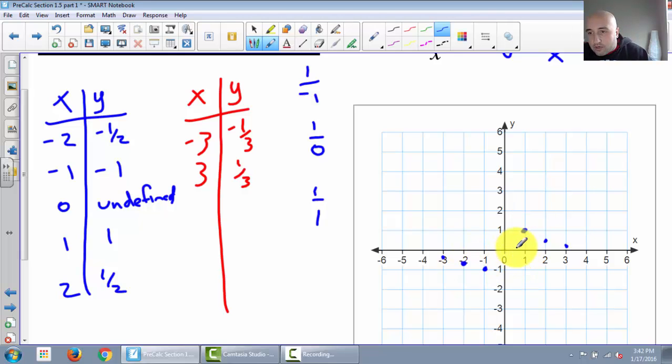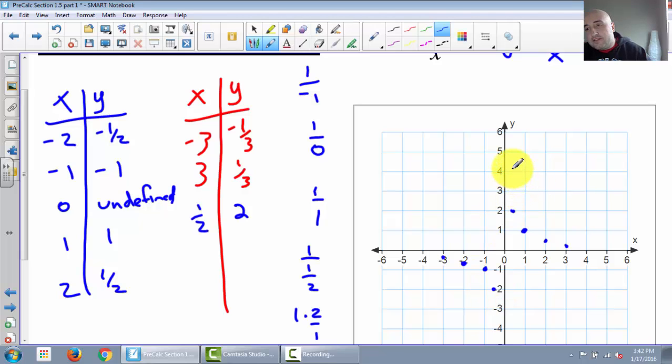So I'm going to try a number in between 0 and 1. So let me try 1/2 and see what that's equal to. So 1 divided by 1/2. Really, that means multiply by the reciprocal. So 1 times 2/1. 1 times 2 is equal to 2. So 1/2 gives 2. And what do you think -1/2 would be? Hopefully you see that it would be equal to -2.